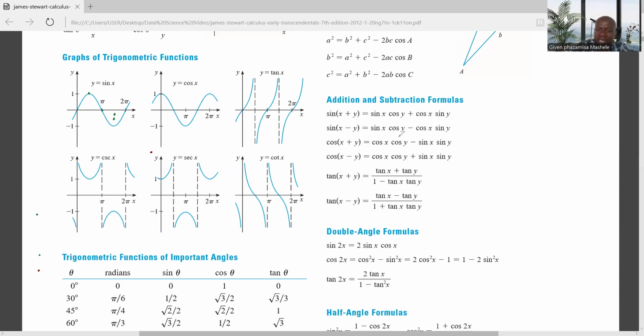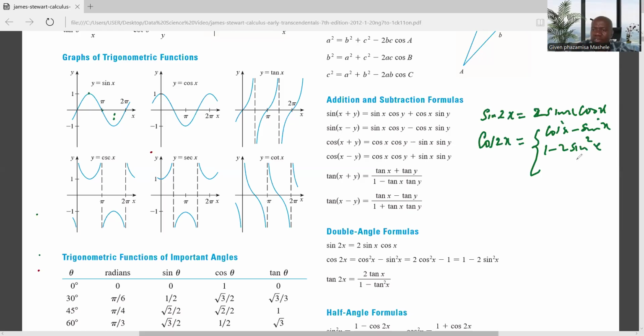Remember, it's not about cram, pass, and forget. You need to know these things. So, for example, sine 2x we know is the same as 2 sine x cos x. It's a double angle for sine. Then we also have a double angle for cos, which equals three things: cos squared x minus sine squared x, 1 minus 2 sine squared x, and 2 cos squared x minus 1. So these are the things that you need to familiarize yourself with.